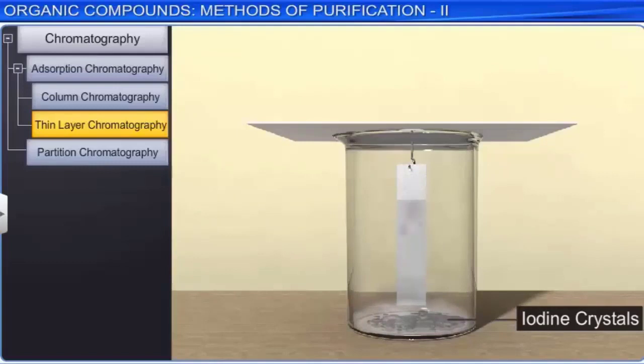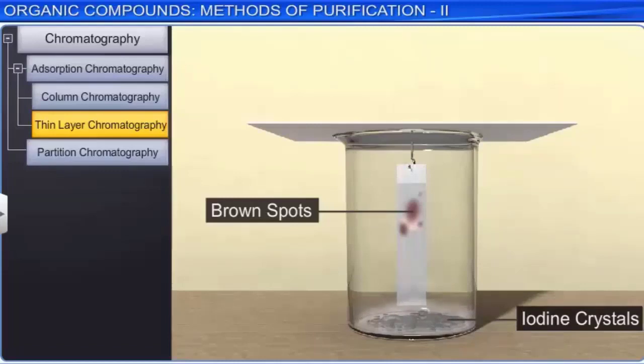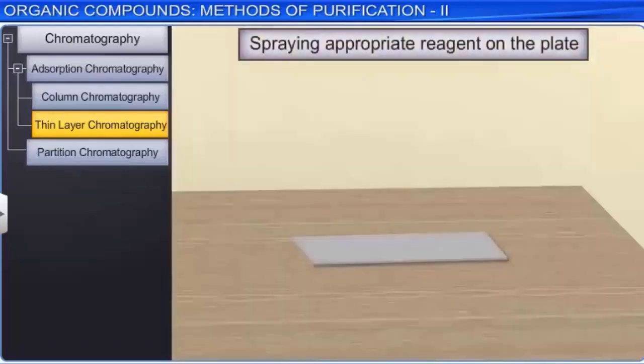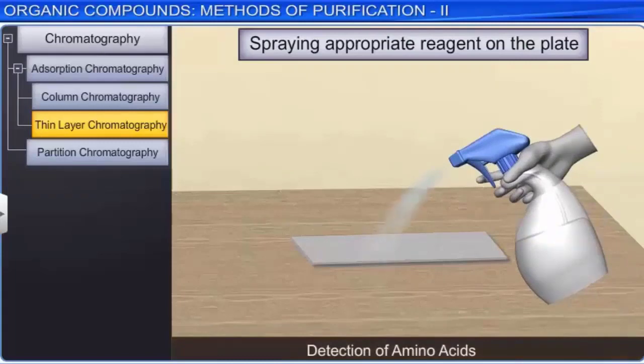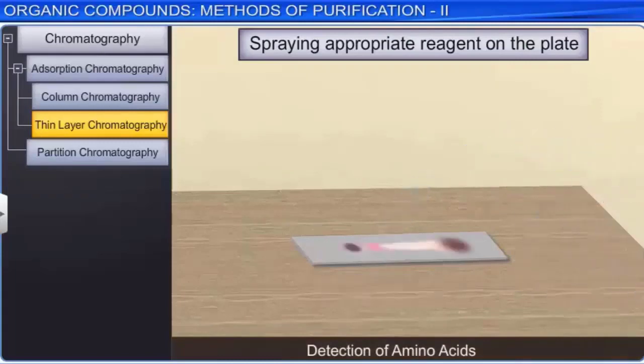Apart from these two methods, sometimes an appropriate reagent may also be sprayed on the plate. For example, amino acids are detected by spraying ninhydrin solution on the glass plate. On spraying ninhydrin, the colorless spots appear mainly as purple or brown colored spots.